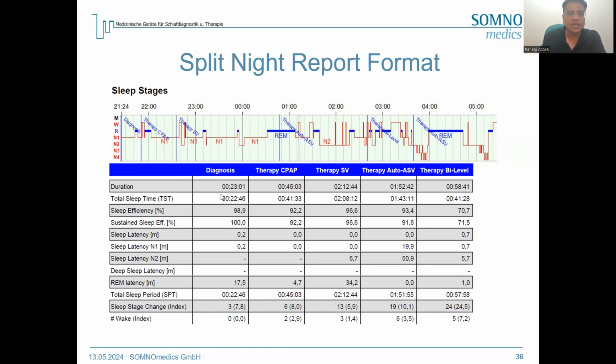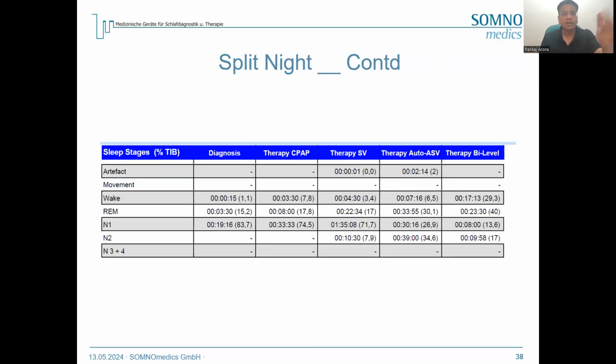In this particular case, you can see the diagnosis, and you give a CPAP. If the events are not abolished by CPAP, you can always give the bi-level. If the events are still not abolished by bi-level, you can give servo ventilation or auto servo ventilation, and then you will be able to see what the sleep efficiency was in the diagnosis and during the therapy. So it will give you again the comprehensive report.